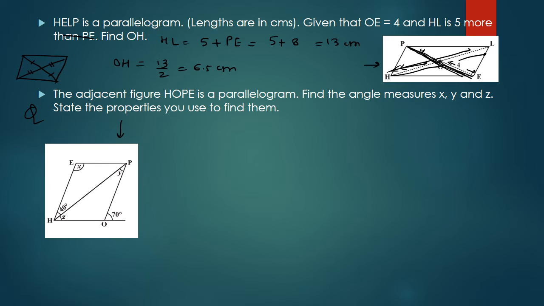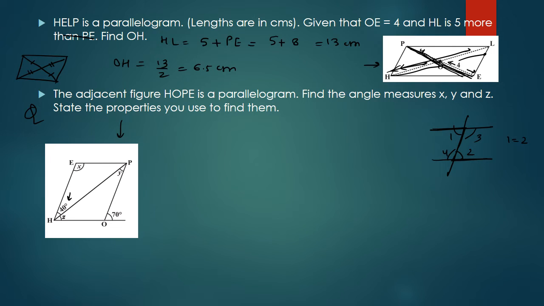Then we have to find out x, y, and z and state the properties. Question should not be like what are the properties used, because we always write properties and marks are dedicated to them. So I told you that the trick is always start with the known value. So it is given to us as 40 degree. Now do you remember, if we have a pair of parallel lines and this is transversal, then the angles forming Z are equal.